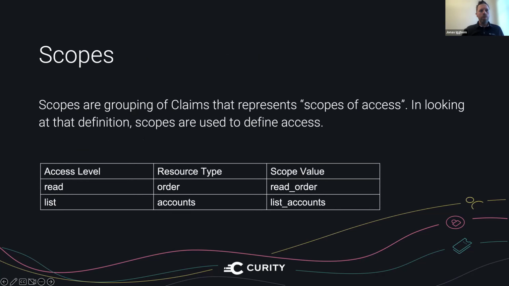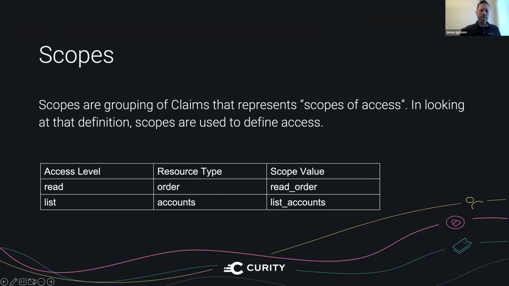I'm sure scopes is a familiar term. Scopes are essentially a grouping of the claims that we just talked about here. So it actually represents a scope of access. If you look at that definition, this is where we define access. There are different ways to structure scopes, but typically you request one or more scopes, and that results in a set of claims associated with those scopes being issued into the token.